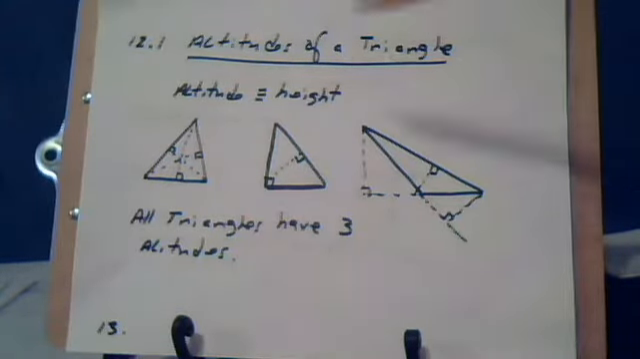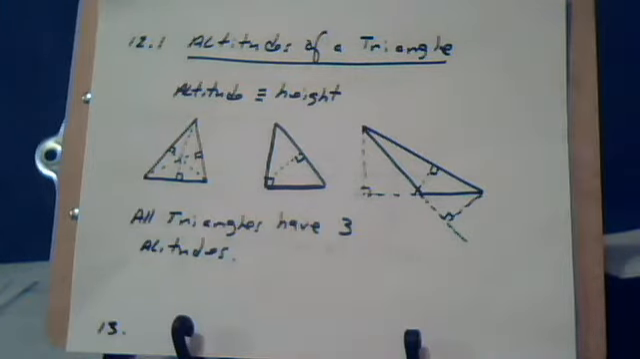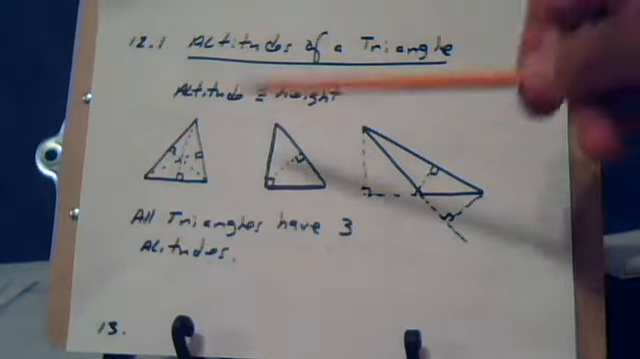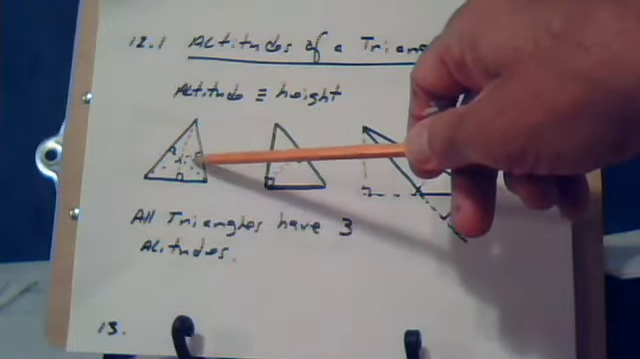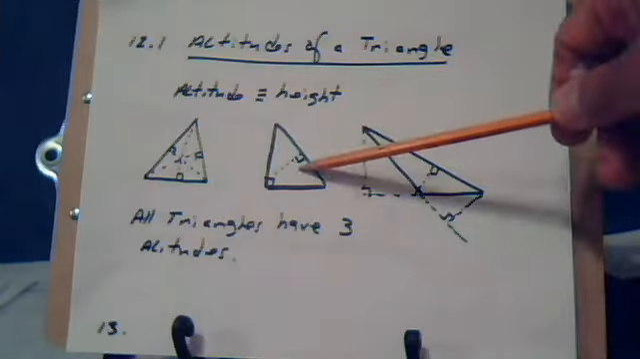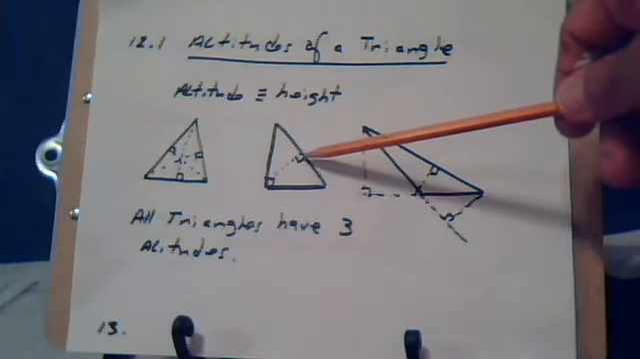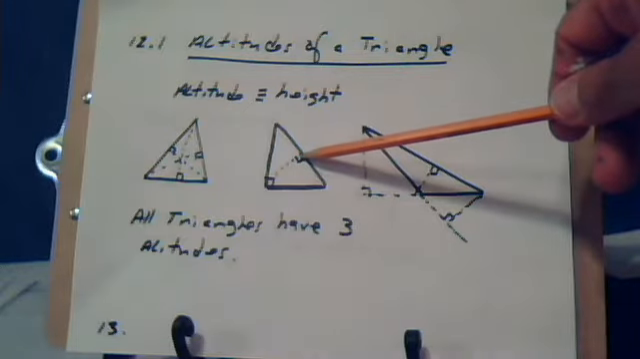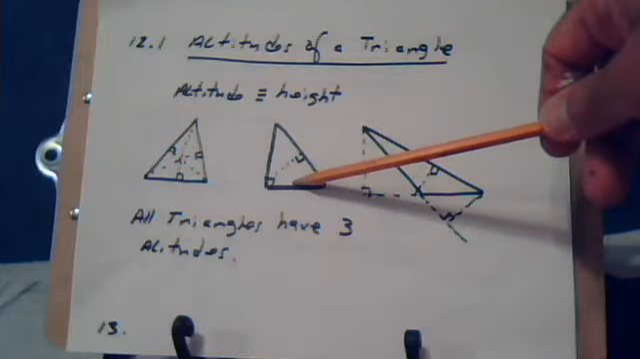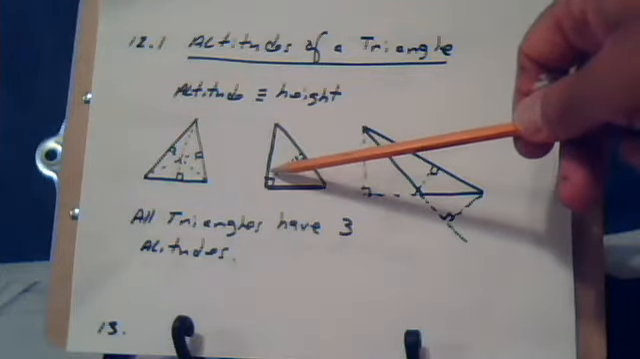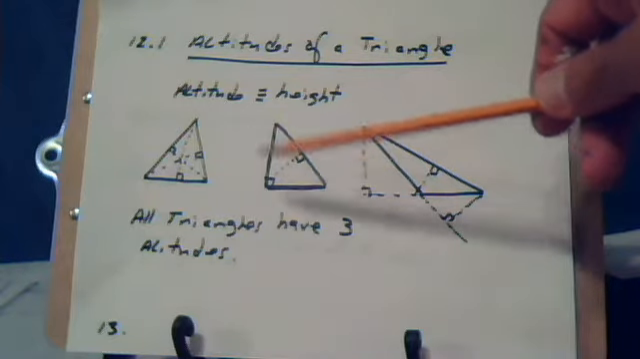Now, altitudes of a triangle. All triangles, regardless of their shape, have three altitudes. Notice that if this is the shape it has, all three altitudes are on the inside. For this one, it seems like it only has one, but what happened here is this is a right triangle. One of its altitudes is in the interior. This side of the triangle is an altitude, and this side of the triangle is already an altitude. So two of the altitudes are part of the triangle.